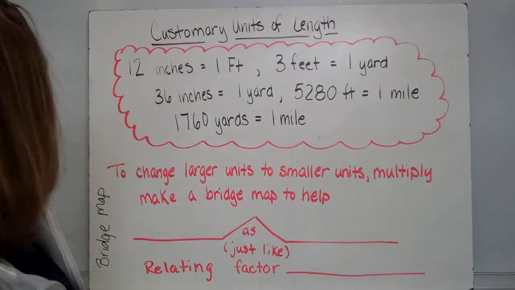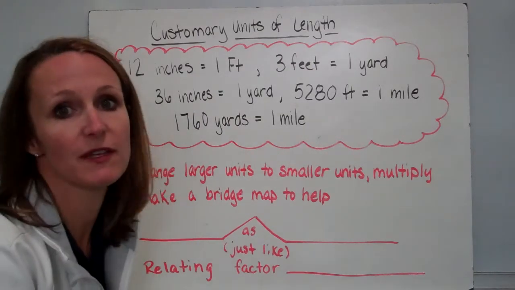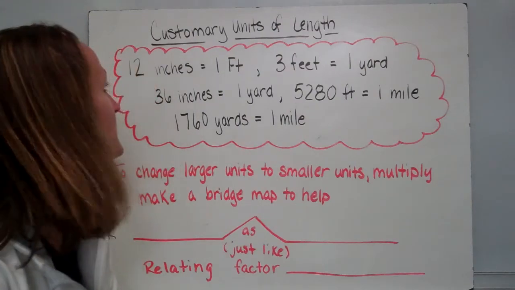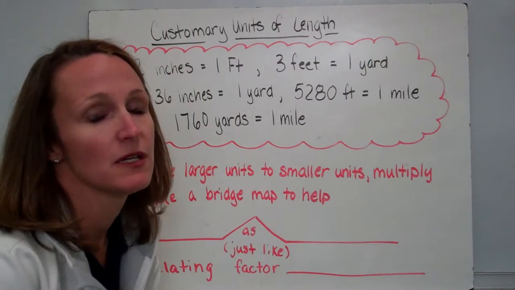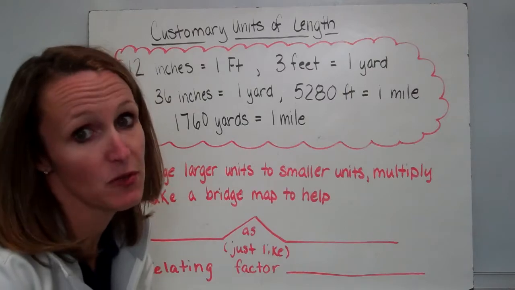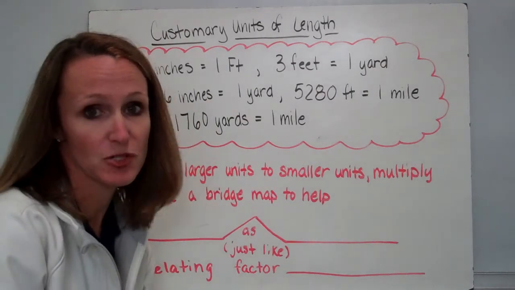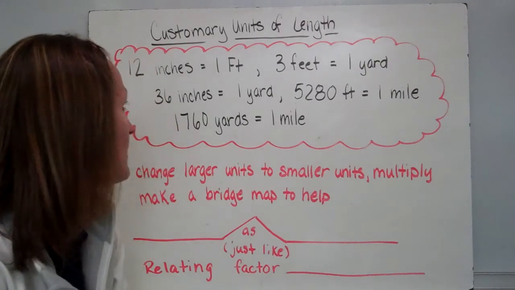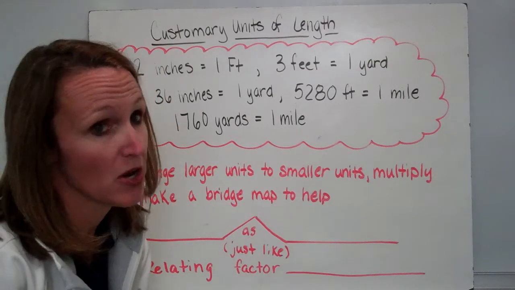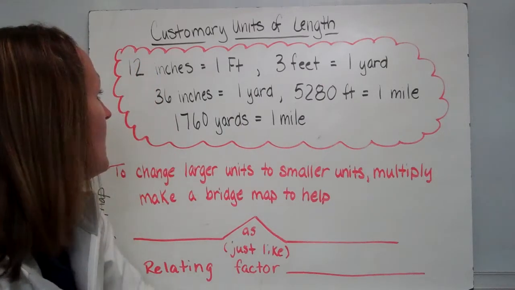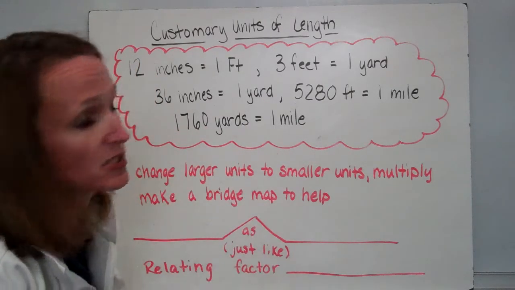In this video, we're going to talk about customary units of length and how to convert measurements back and forth. But before we do, we want to talk about some common units that you need to know, or maybe you already do know them. There are 12 inches in a foot, 3 feet in a yard, 36 inches in a yard, 5,280 feet in 1 mile, and 1,760 yards in a mile.